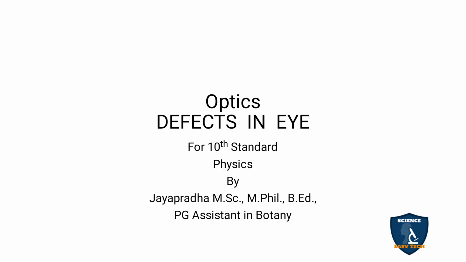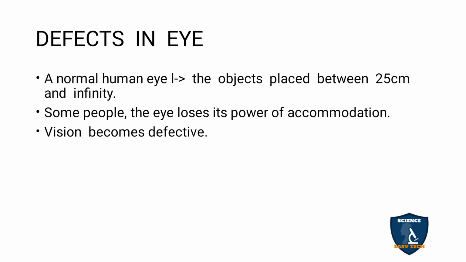Today we're going to discuss defects in the eye in optics. You have studied the structure and working of the human eye, and now you're going to see the defects in the eye. A normal human eye can see objects placed at a distance of 25 centimeters or beyond. So this is a normal eye person.